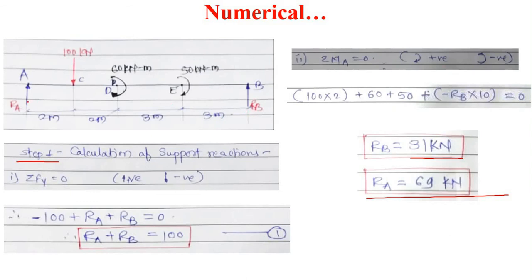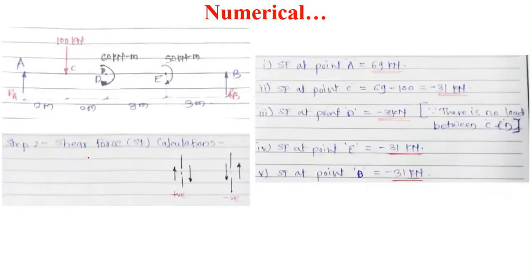After calculating these support reactions, step number 2 is calculation of the shear forces. Again, we will consider this sign convention for the shear force calculations. First of all, shear force at point A is due to the support reaction RA, and RA is equal to 69 kilonewton.